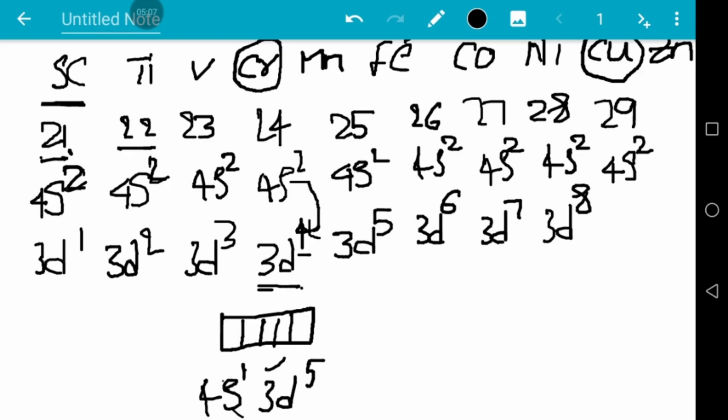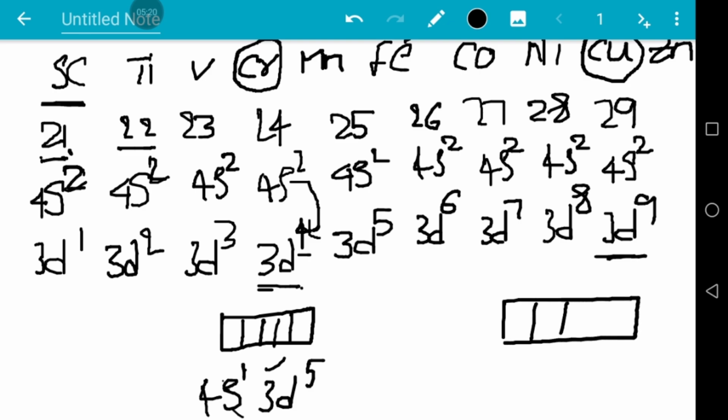But this is also an exceptional configuration. Why? Because here it is 3d9. Totally how many d orbitals are there? 5 d orbitals. So if 10 electrons are present, then completely filled d orbitals will come. Completely filled d orbitals means stability will be gained. So that's why from the s orbital one electron is shifted to the d subshell. Then what is the configuration? 4s1 3d10. This is the configuration.